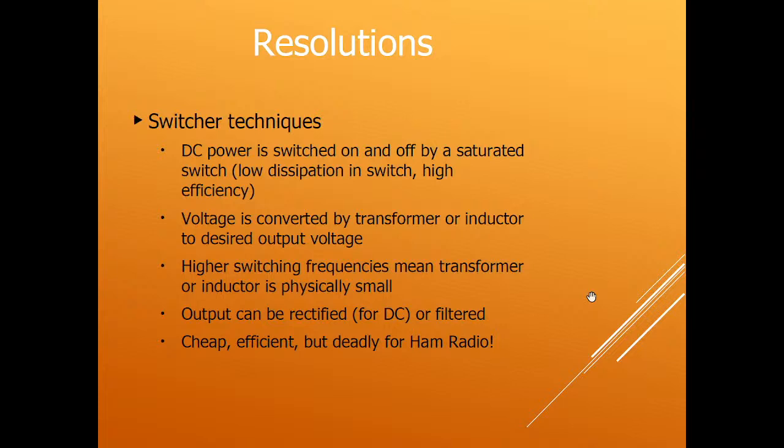So the voltage that they chop with this switch is converted by a transformer or an inductor to the desired output voltage. And higher switching frequencies mean that any transformers or inductors that they have to put in there to do this conversion can be very small. If it was 60 hertz, the transformers would have to be this big, but because it's running at 100 kilohertz, it's just like a little ferrite core. And then the output is rectified for DC or filtered, and as I say, they're cheap, efficient, but they're deadly for ham radio, and they're just all over the place, and they're propagating like rats.